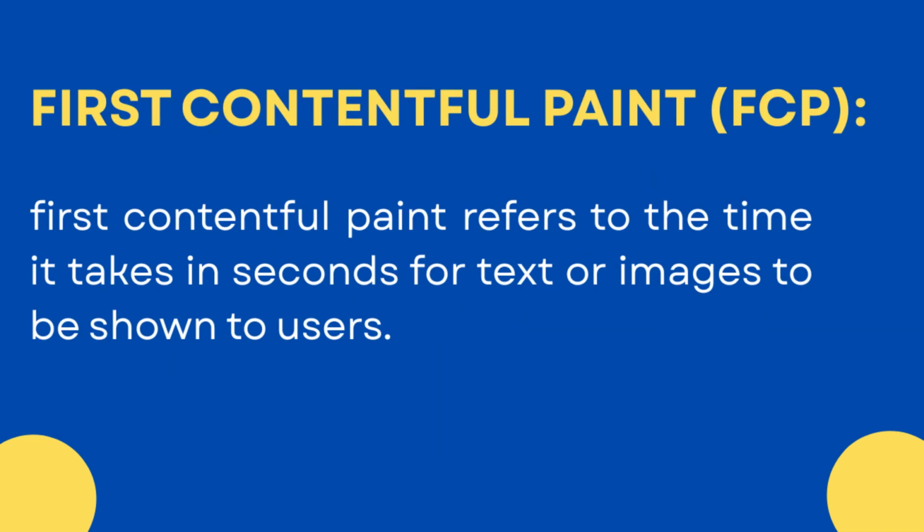The other thing to know to optimize the load speed is first contentful paint (FCP). First contentful paint refers to the time it takes, in seconds, for text or an image to be shown to users. So a lower first contentful paint means a quality website. You need to lower the first contentful paint as much as possible to get more visitors to your website.